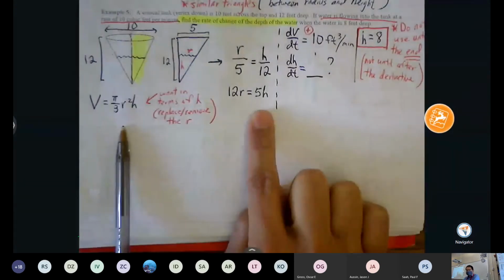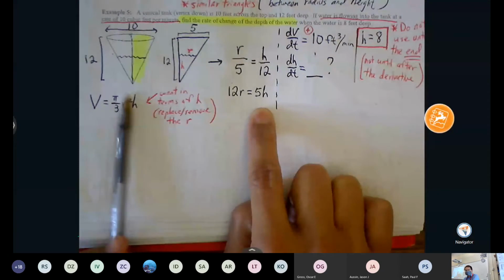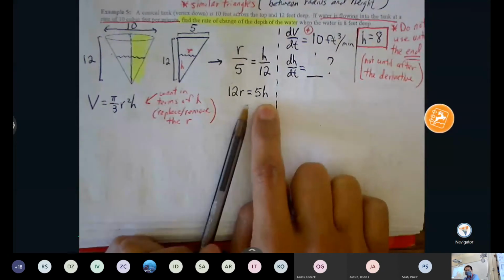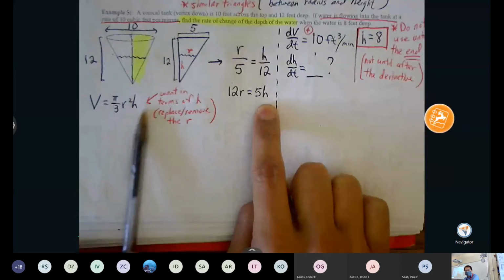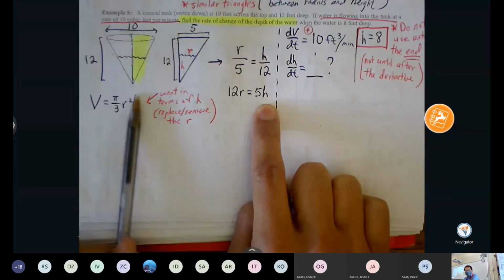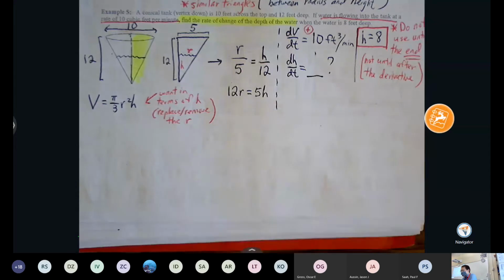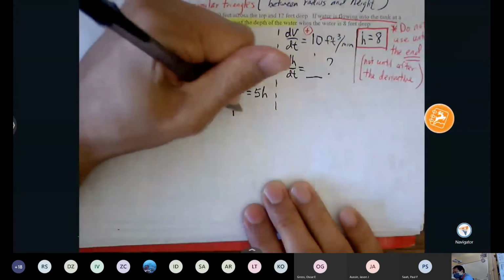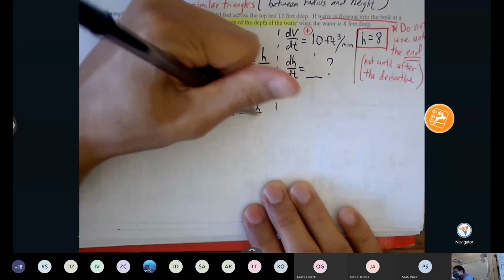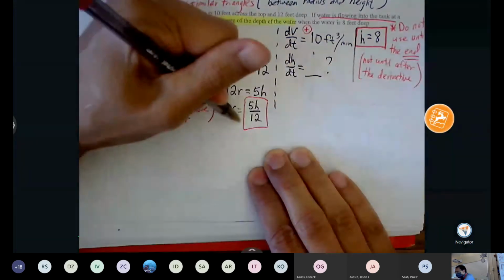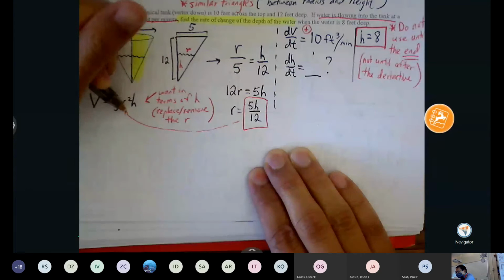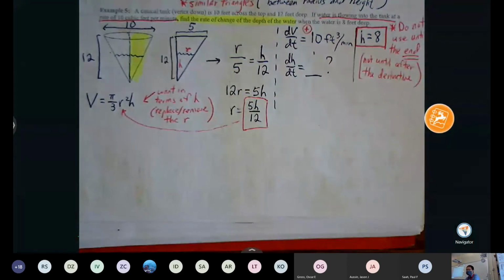All right, so back to what we are trying to do here. We're trying to get this in terms of H. So I want to solve for R. If I solve for R, I can replace R, and then I can get this right side to be just H's and no R's. So I'm going to solve for R here. R is equal to 5H over 12. I'm going to take this and plug it into here. Make that substitution.